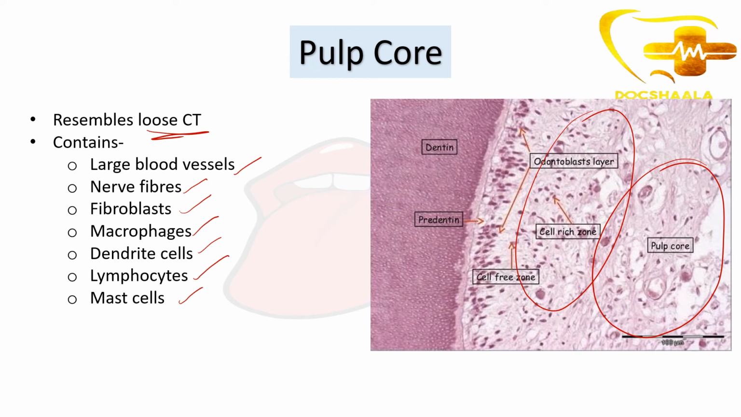So fibroblastic processes are present in one of the zones. What is that zone? It is nothing but the cell-free zone. So the cell-free zone contains fibroblastic processes, whereas the pulp core contains large blood vessels, whereas the cell-free zone contains capillaries, right? We have seen that capillaries and fibroblastic processes are present in the cell-free zone. Okay, I am just recalling what you have seen in these slides only, so that you will remember it in a better way.